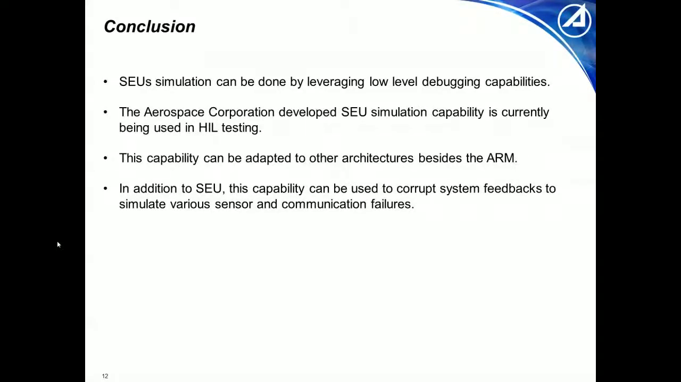In addition to SEU, this capability can be used to corrupt system feedbacks to simulate various sensor and communication failures. So instead of injecting single event upsets into random places in the memory, developers can test out their flight software, their GNC processing, by corrupting, say, certain variables that they want and see how their flight software responds to that. It's not only just a random tool that you can use to inject errors. You can specifically target variables that you want to use. That's it.